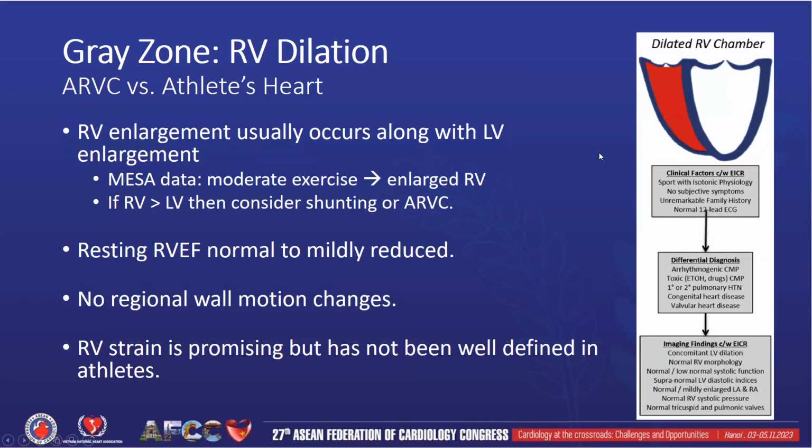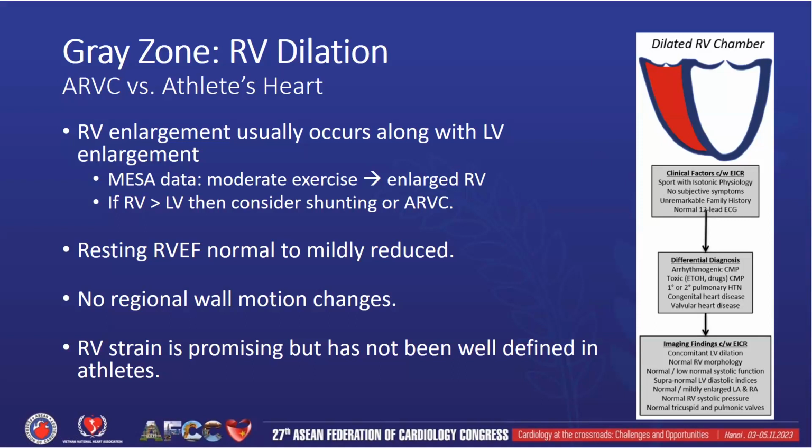The other sort of gray zone conundrum that can arise is that between arrhythmogenic right ventricular cardiomyopathy and athlete's heart. Usually right ventricular enlargement occurs along with left ventricular enlargement. Sometimes because the RV is a little more compliant than the LV, we can get RV enlargement that precedes LV enlargement. And there's some data from the MESA study using cardiac MRIs that it really only takes a moderate degree of exercise to create some RV enlargement.